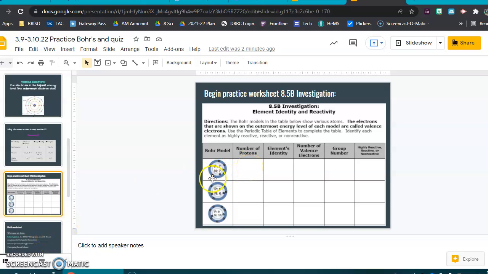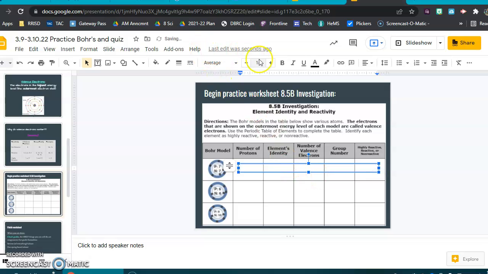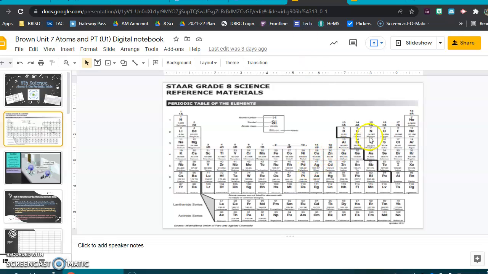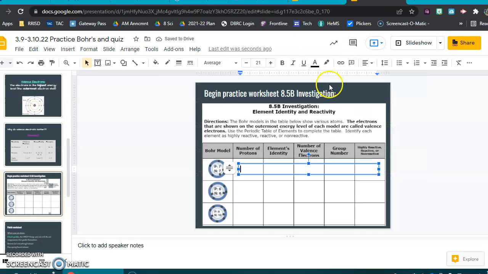Number of protons, well, it's right there, 7. Put my text box here. Number of protons, so let's look here, 7. Oh, that's nitrogen. Okay, so 7, because that's right there in the thing. The element's identity. Well, we're going to use the symbol and the name, nitrogen, okay? Oh, my spelling's a little off today. Let me fix that.